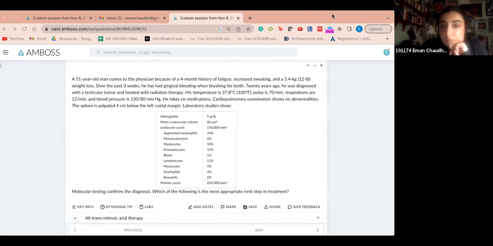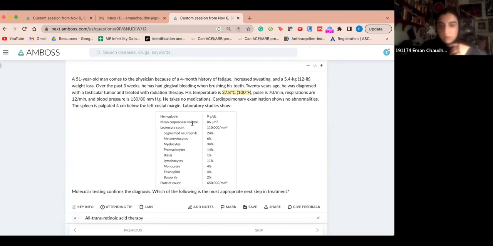A 51-year-old man comes to the physician because of a 4-month history of fatigue, increased sweating, and 5.4 kg weight loss. Over the past 3 weeks, he's had gingival bleeding when brushing his teeth. 20 years ago, he was diagnosed with a testicular tumor and treated with radiation therapy. His temperature is 37.8, so he has a low-grade fever. Pulse is 70, respirations are 12 per minute, blood pressure is 130/80, normal, because he's also 51. He takes no medications. Cardiopulmonary examination shows no abnormalities. The spleen is palpated 4 centimeters below the left costal margin, so splenomegaly.